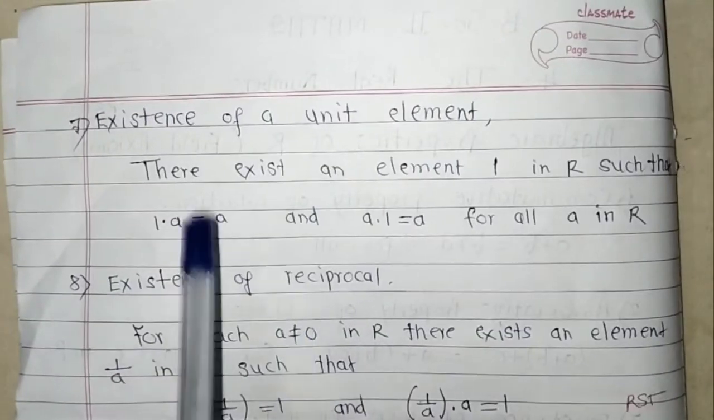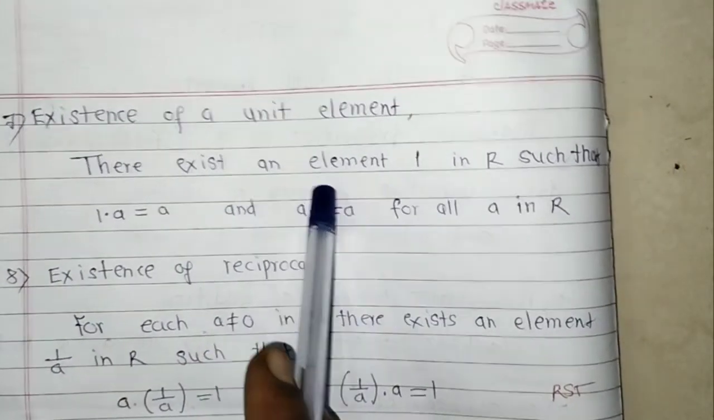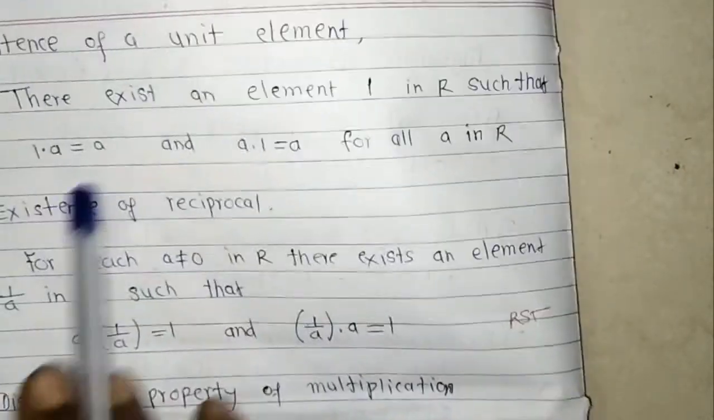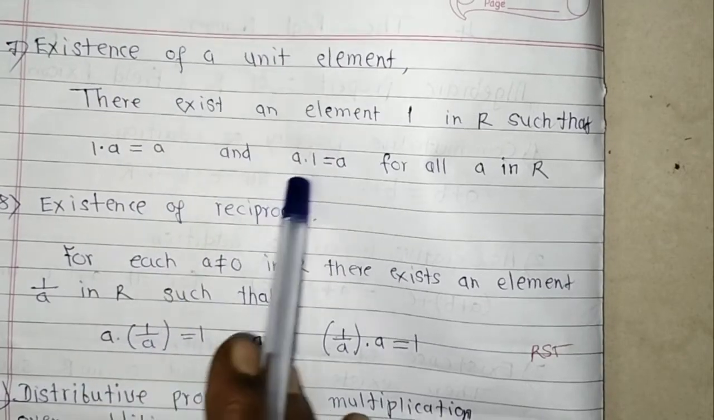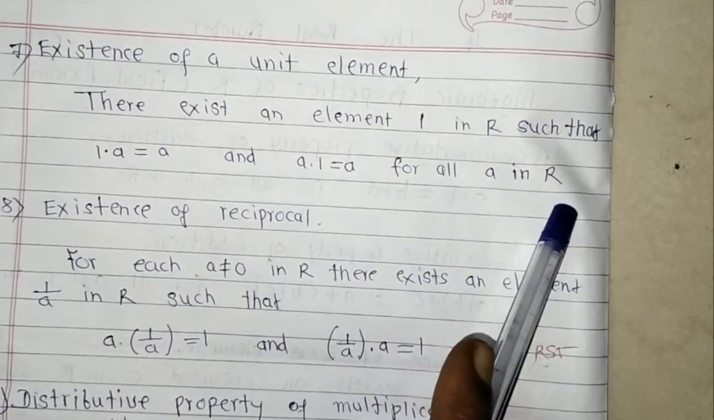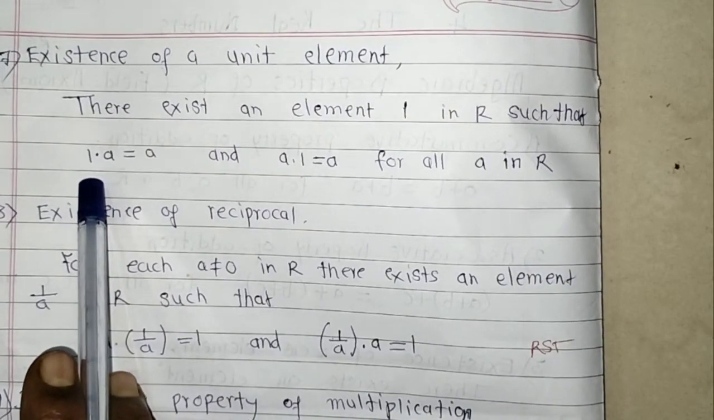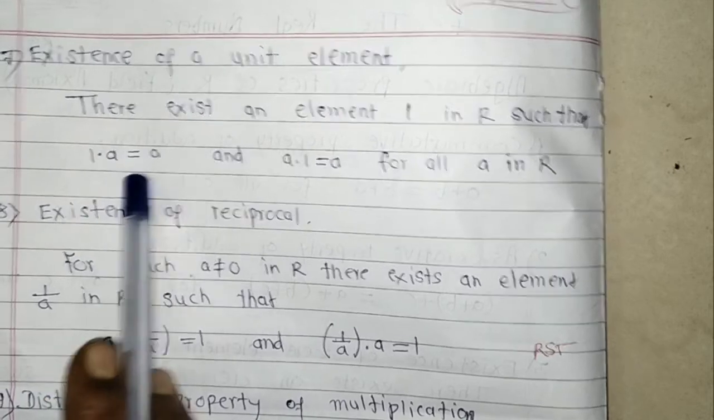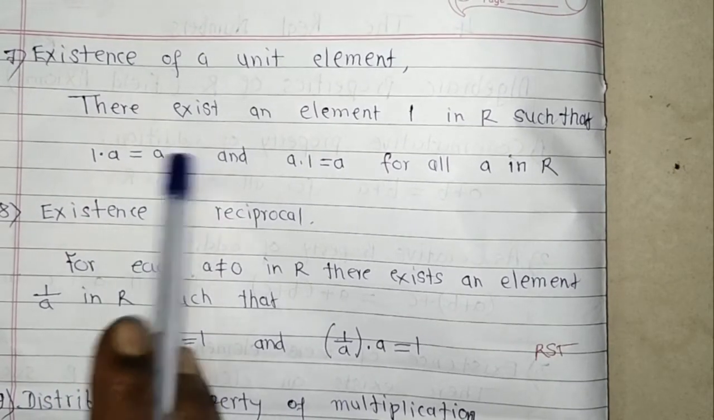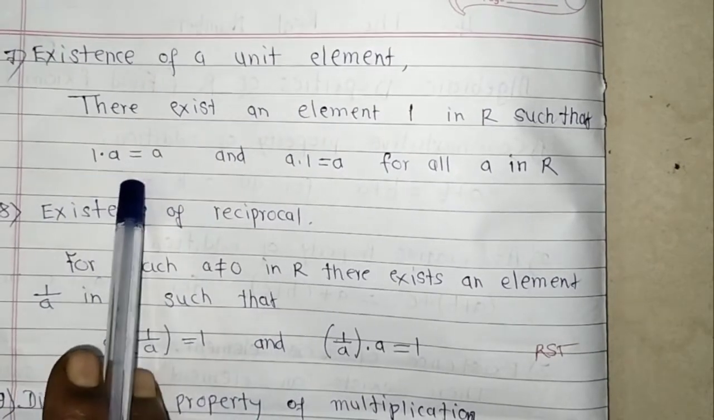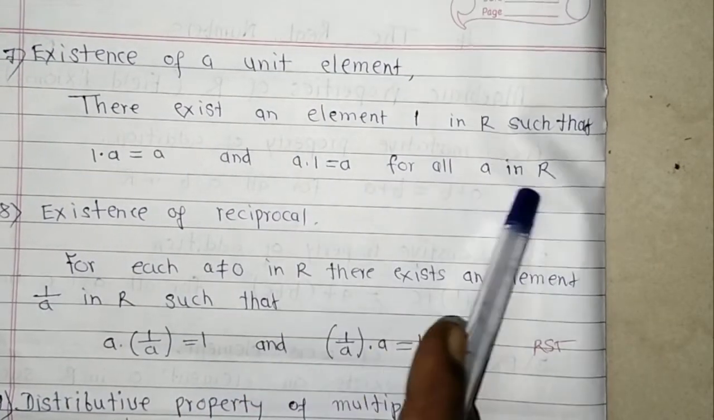Next property is existence of unit element. There exists an element 1 in R such that 1 dot a equal to a and a dot 1 equal to a for all a in R. It means 1 is multiplicative identity. If we multiply to any element, then it is equal to that element. 1 dot a equal to a dot 1 equal to a for all a in R.